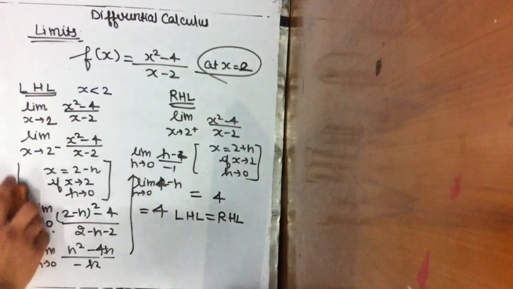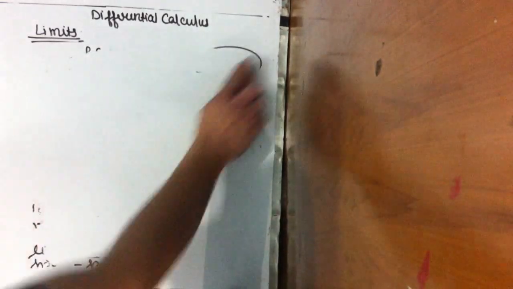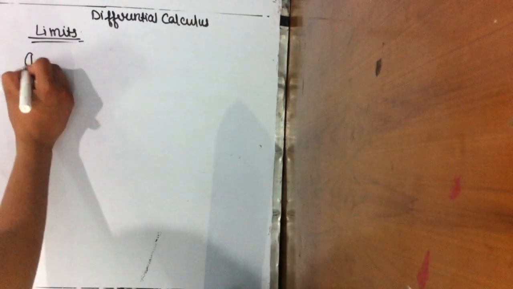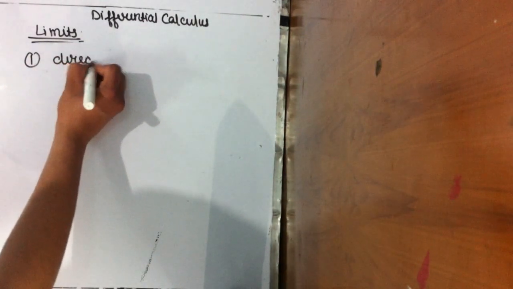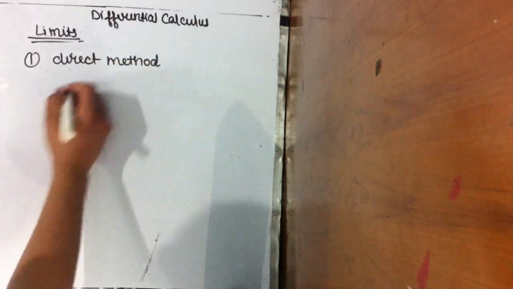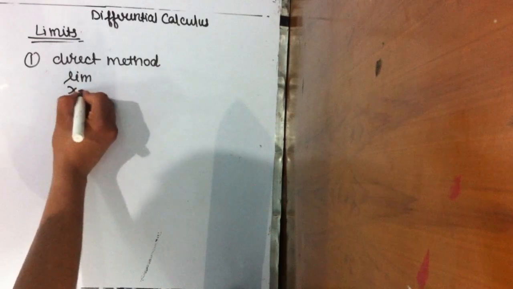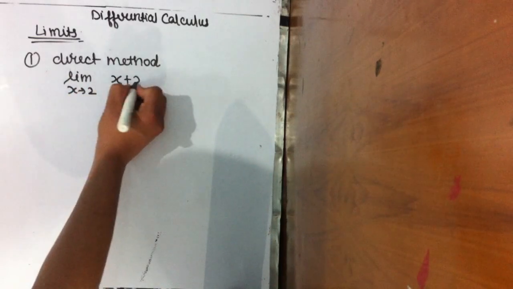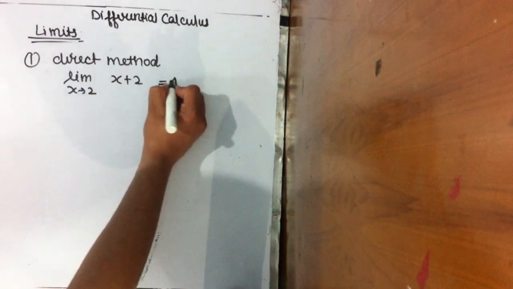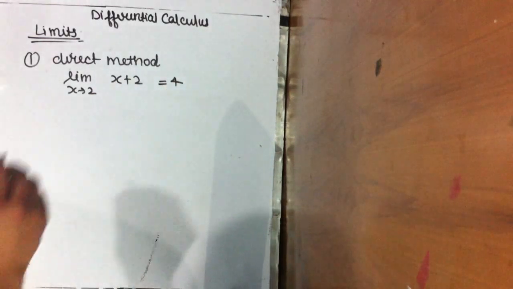Now we have many methods for evaluating the limit of any function at any particular given point. First is the direct method. In the direct method, for example, limit x tends to 2, x plus 2. We'll directly place x equals 2 and get the value of that function as 4.